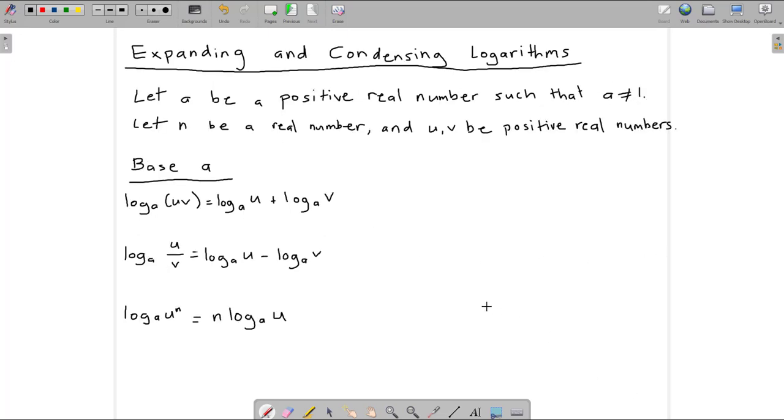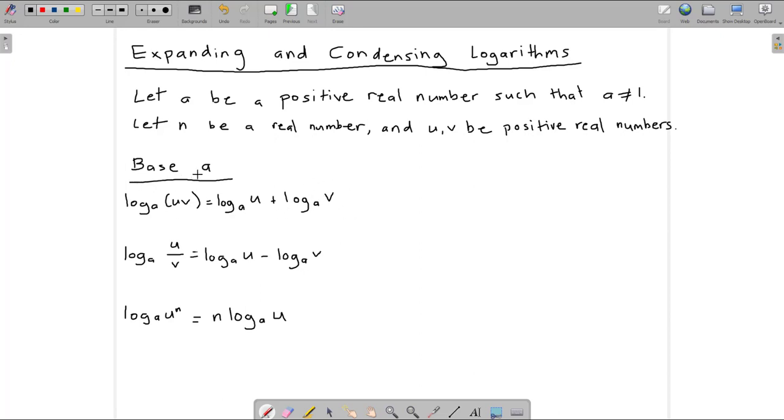There are a few more properties of logarithms that are pretty interesting and useful, and they allow us to expand and condense logarithmic expressions. So let a be a positive real number such that a is not equal to 1, let n be a real number, and let u and v be positive real numbers. Then we have the following properties.